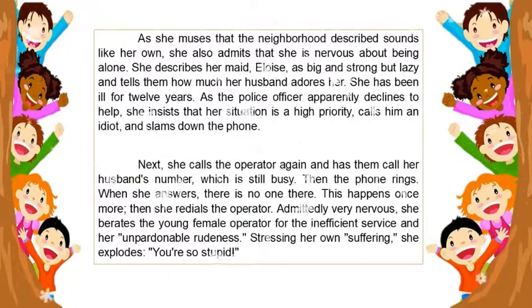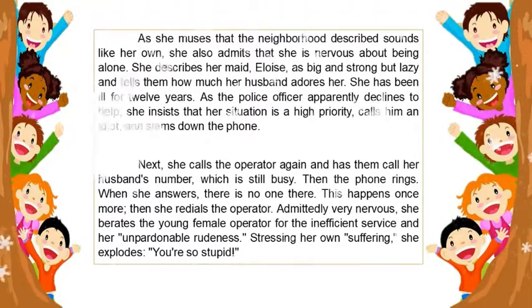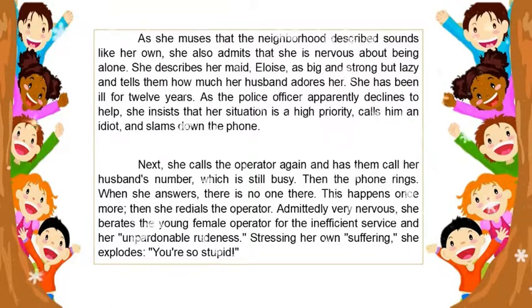As she muses that the neighborhood described sounds like her own, she also admits that she is nervous about being alone. She describes her maid, Elise, as big and strong but lazy, and tells them how much her husband adores her. She has been ill for 12 years. As the police officer apparently declines to help, she insists that her situation is a high priority, calls him an idiot, and slams down the phone.